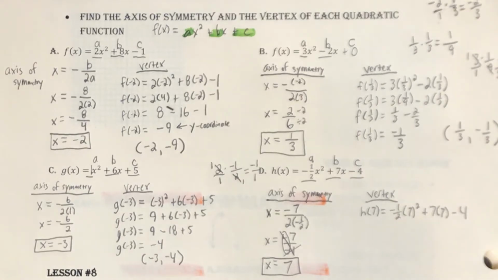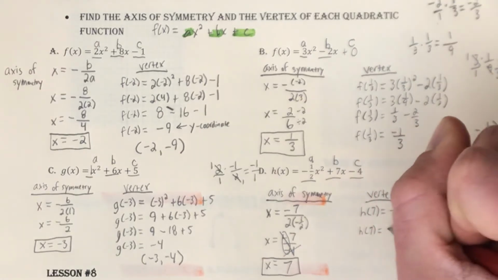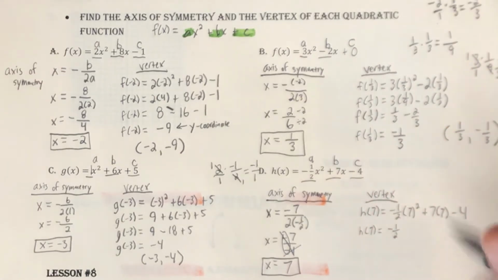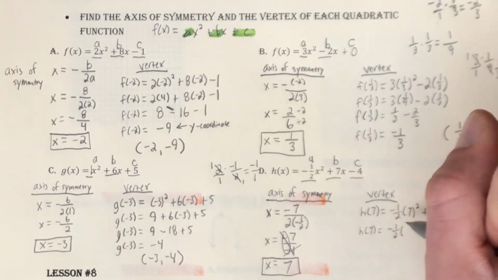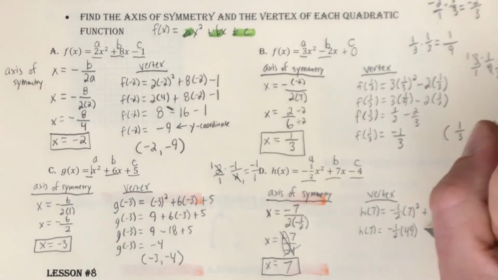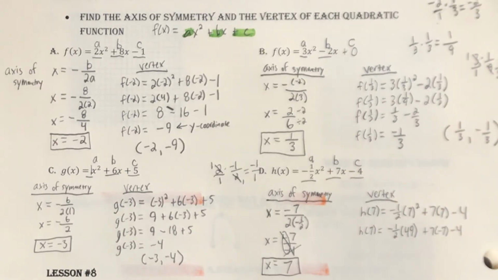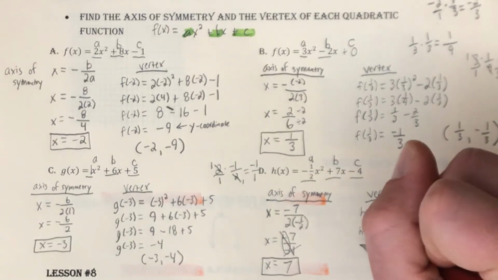So first thing, as we've talked about, we have to do the exponent. So again, I've got h of 7 equals negative 1/2 times 7 squared. Well, that's 7 times 7, which is 49. Plus 7 times negative 7 minus 4. Now we need to do our multiplication. We've got 2 spots for that.